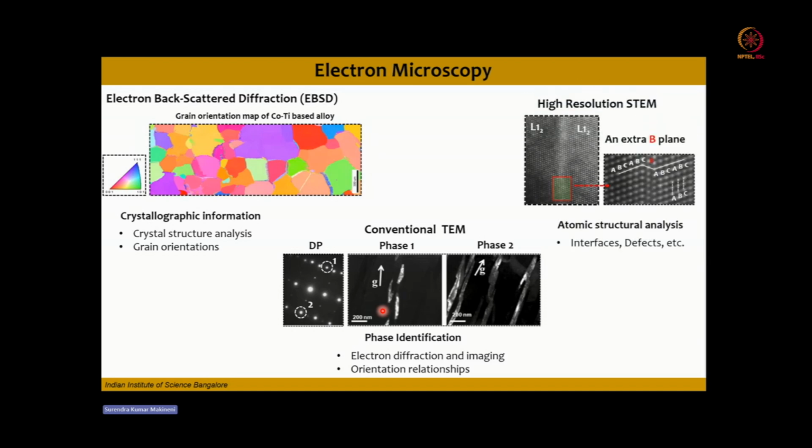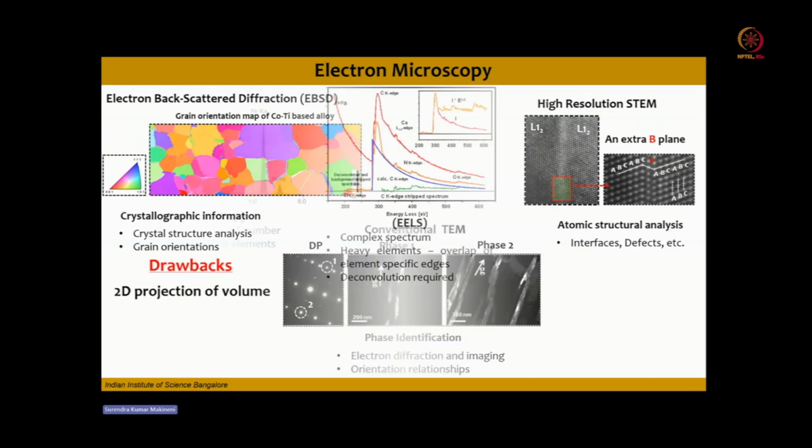Also in STEM mode, you can do high resolution scanning transmission electron microscopy, where you can get the contrast related to the atomic columns. You can get the local structural analysis, you can get the interfaces, defects, and you can identify what type of defects or line defects are present in the sample. So this information is all a 2D projection of a volume.